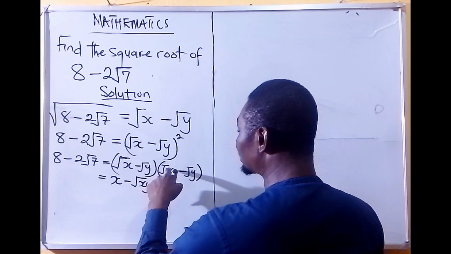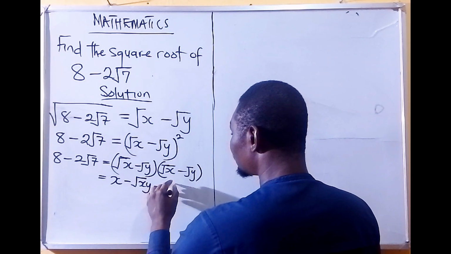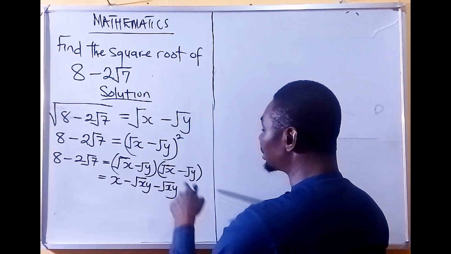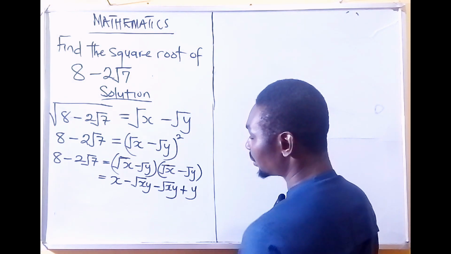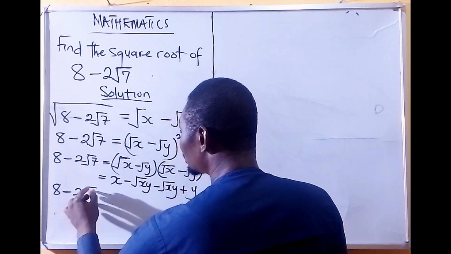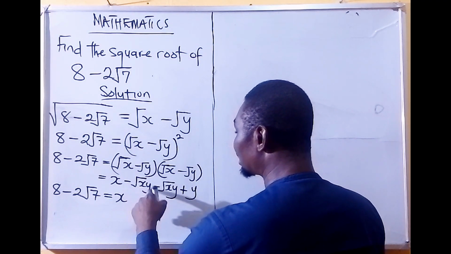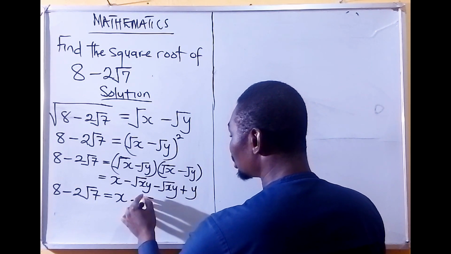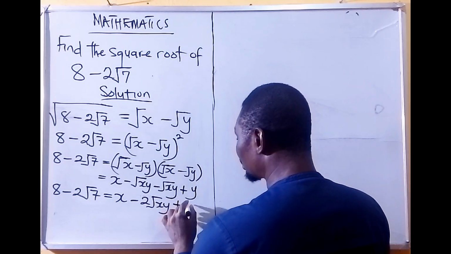Minus square root of y times square root of x will be minus square root of xy. Then minus square root of y times minus square root of y is plus y. So here we have 8 minus 2 root 7 is equal to x minus square root of xy minus square root of xy, which will give me minus 2 square root of xy plus y.